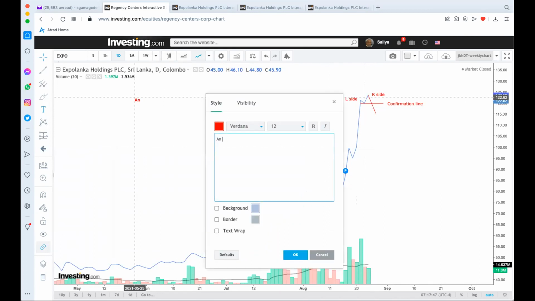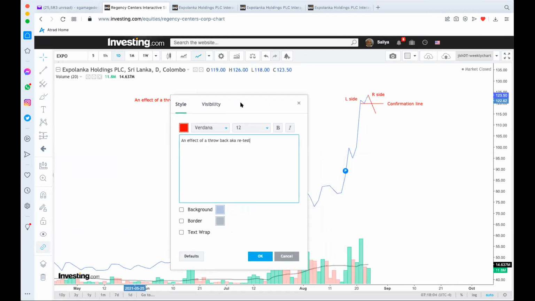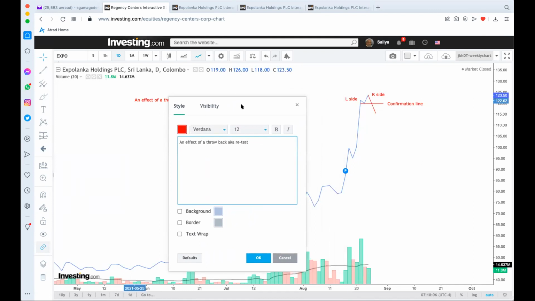An effect of a throwback, also known as a retest. This will most of the time happen as and when the prices are moving into the future. Okay, so here also what would have happened is that there is a retest.